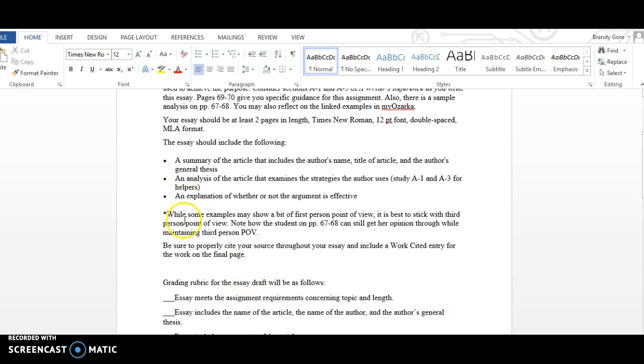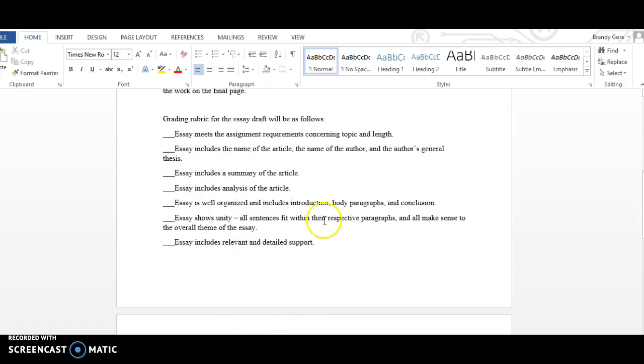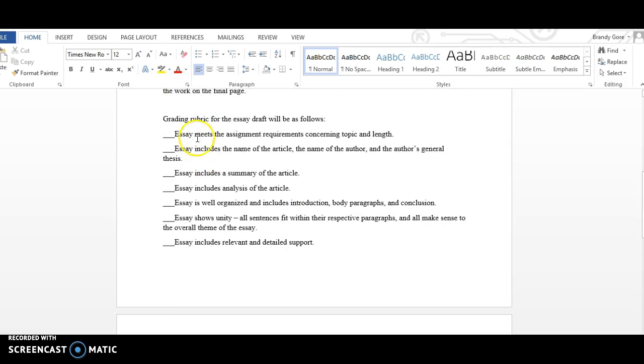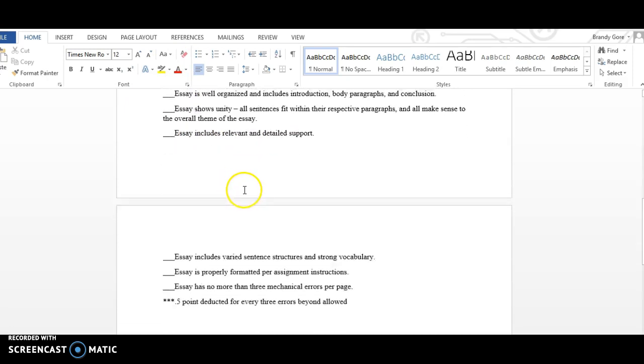So I point out here that some of your examples may show a bit of first-person point of view. I really would like for you to get in the habit of sticking with third person. Amelia Sanchez sticks with third person, so pay attention to her essay. Here is the little rubric I'll be using. I think it's pretty much the same. It has a few little different things from your first essay.